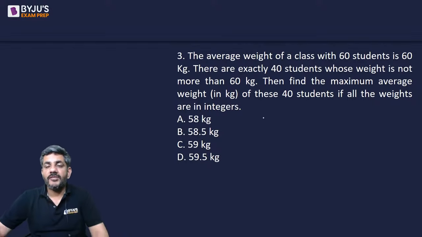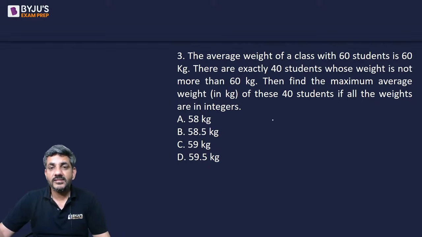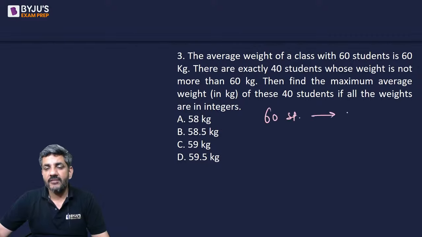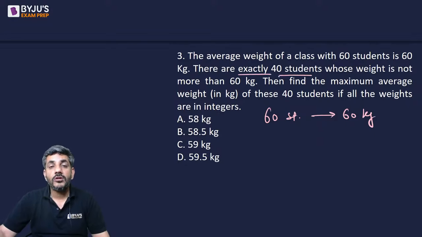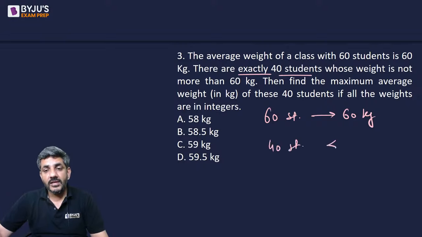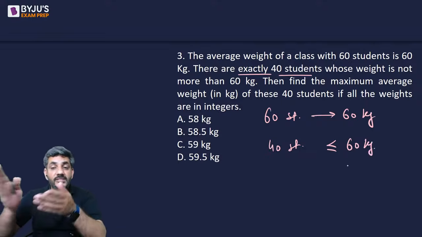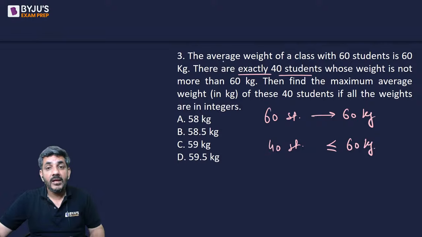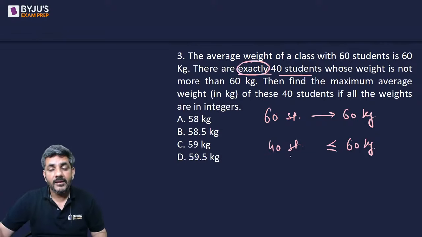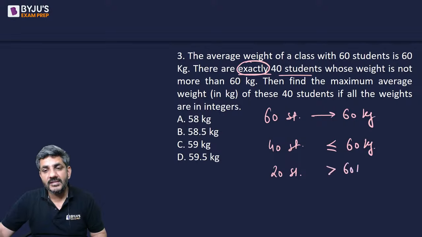The average weight of a class with 60 students is 60 kg. So 60 students are there and their average weight is 60 kg. There are exactly 40 students whose weight is not more than 60. So can I say there are 40 students whose weight is less than or equal to 60? Not more than 60 means it can be 60 or less than 60. And there are exactly 40. That definitely means the remaining 20 students must be greater than 60.